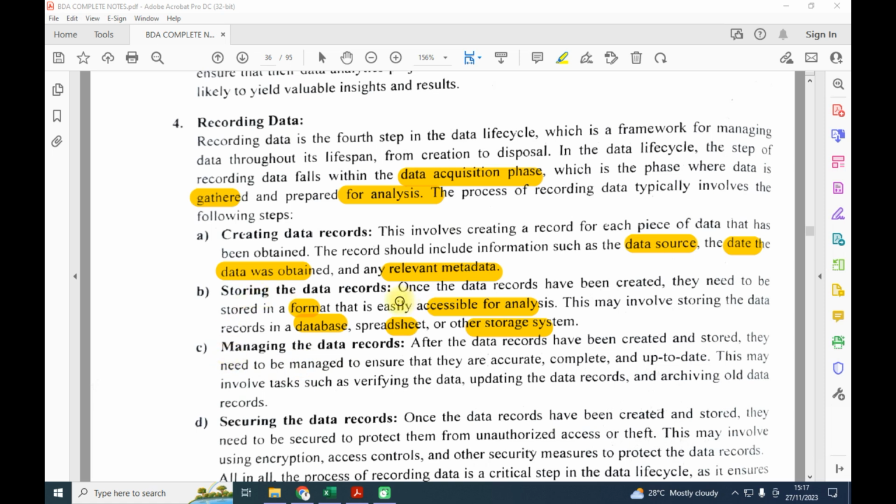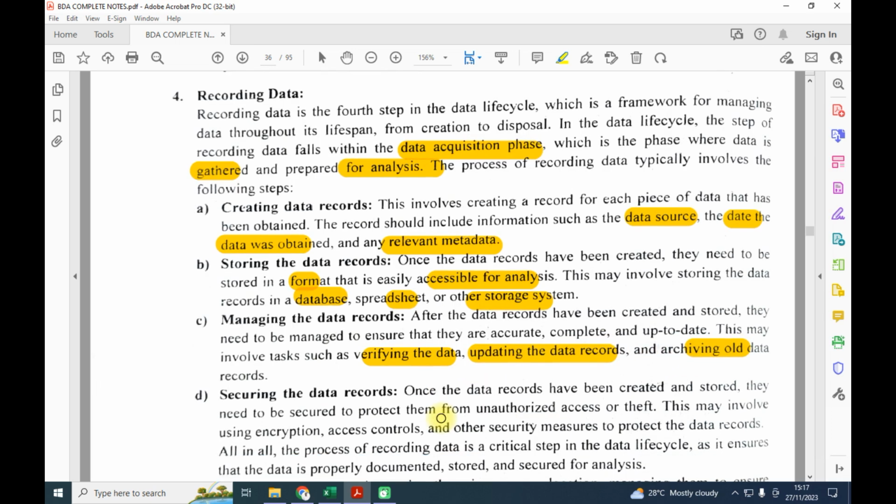So then after we have stored the data, we shall be managing. Remember, we said this is where we are updating the data. After data records have been created and stored, they need to be managed to ensure that they are accurate, complete, and up to date. This may involve tasks such as verifying the data, updating the data records, and archiving old data under the managing of the data.